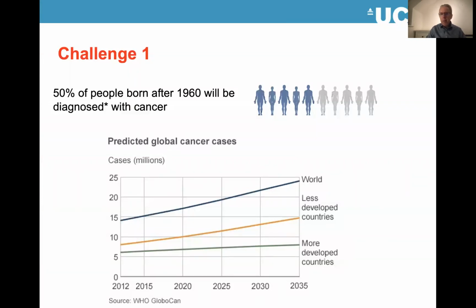One is a matter of scale. A fact often quoted is that approximately half of people born in the last 50 years will be diagnosed with cancer at some stage in their lifetime. Also, we are anticipating an increase in cancer incidence and therefore cancer deaths over the coming years, with a greater increase seen in the less developed countries.